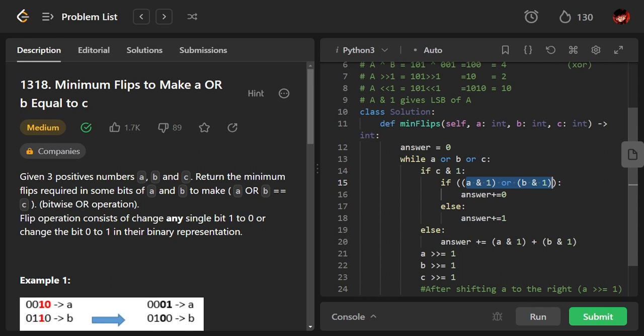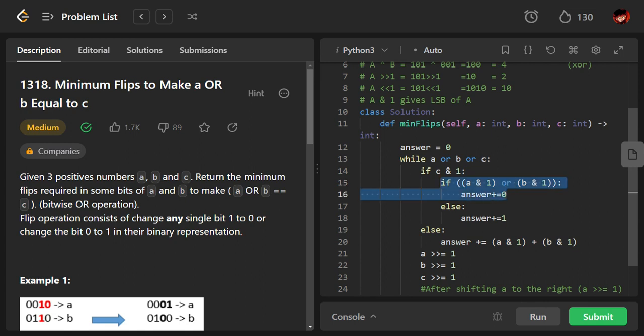If I am doing an OR operation and I have to get 1, there are only 3 cases. Either both A and B are 1, or one of them is 1: A is 1 and B is 0, or B is 1 and A is 0. These are only 3 cases. The fourth case is both A and B are 0. In that case, we are not going to get 1. So in all the 3 cases, no need to make any flips.